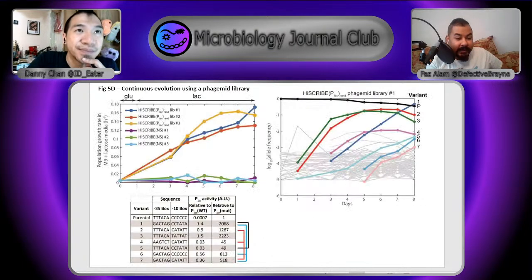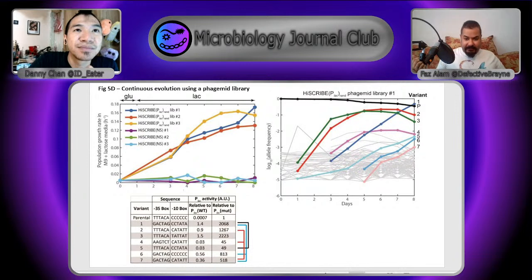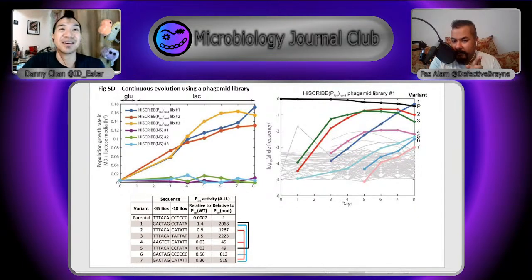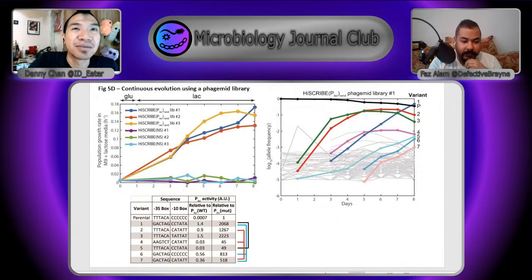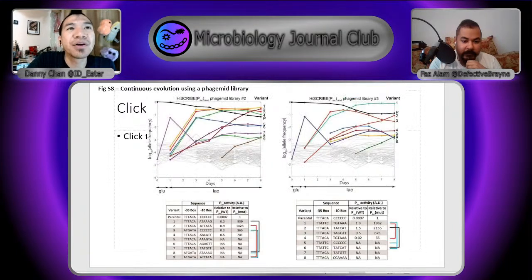Yeah, which brings us to figure 5D, which compares some of these variants to each other in terms of allele frequency, I think. And we see that some start to develop quite well, start to increase in the growth rate under lactose. And even to the point where some of them outcompete the original wild type.